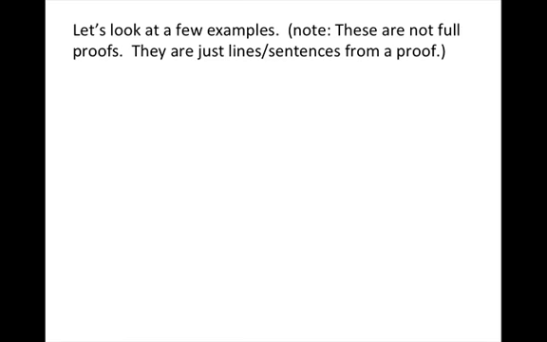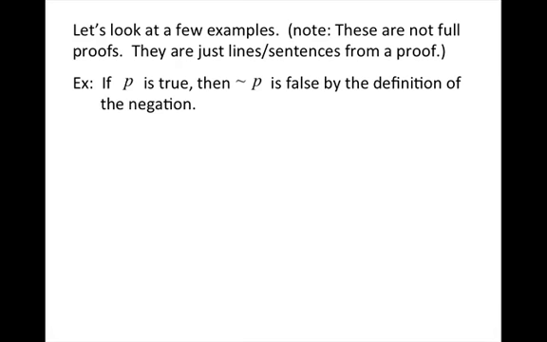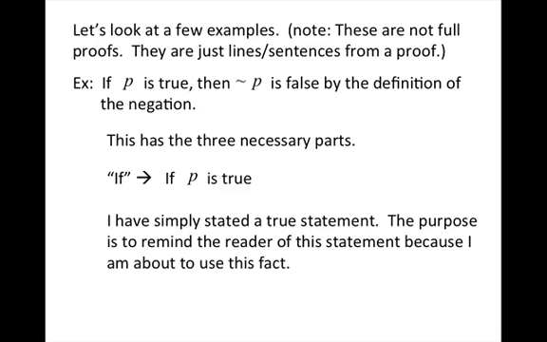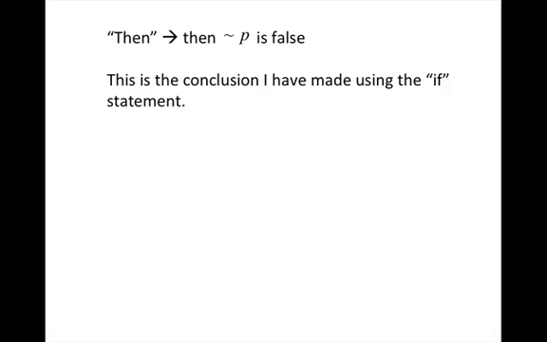So let's look at a few examples. And these aren't full proofs, these are just step 4 that we're looking at. So an example of a line from step 4, a line from our proof, we may say, if P is true, then not P is false by definition of the negation. Let's look at our 3 parts. The if part I achieved by saying if P is true. I've simply stated a true statement. The purpose is to remind the reader of this statement because I'm about to use this fact. Next is my then. I have then not P is false.